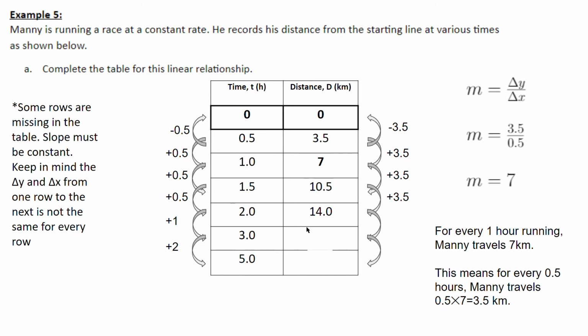Now, how can we figure out what this is? Well, the change in x is 1, right? So if we just put 1 instead of x and m equals 7, then 7 equals delta y over 1. So delta y equals 7. And so that means that if we're traveling 1 hour, we're going to travel 7 kilometers. And if we travel 2 hours, which he did here, then he's going to run 7 times 2 kilometers, which is 14, which is what we have here.